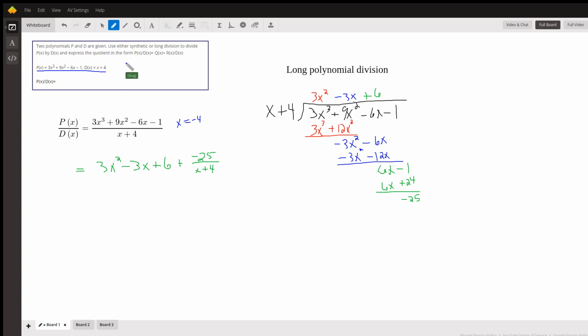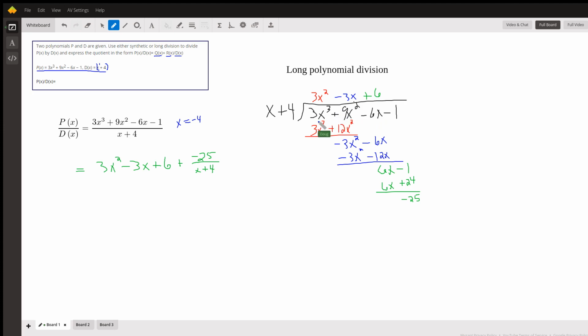Now you're asked to write it in the form q of x, which stands for the quotient, plus the remainder over the divisor. And since we're dividing by a binomial where the leading coefficient is 1 and the degree is 1, we can use synthetic division also. But here's long polynomial division. x plus 4 divided into the dividend, 3x cubed plus 9x squared minus 6x minus 1.